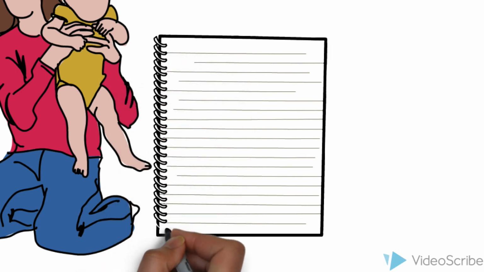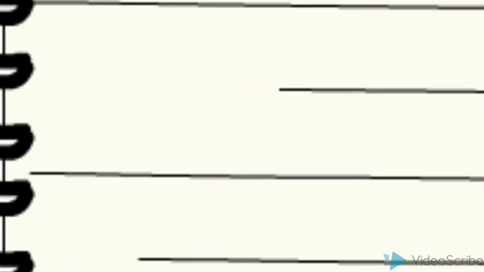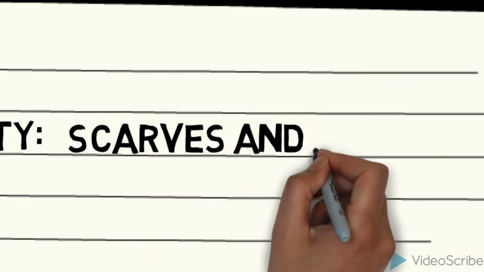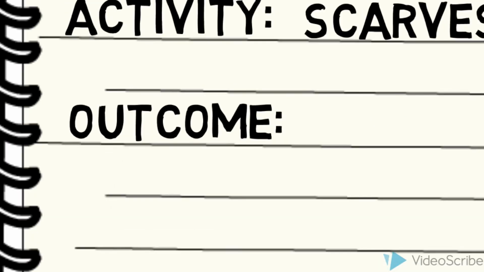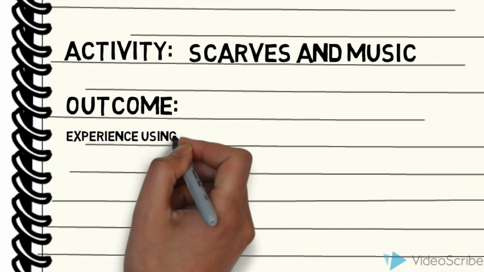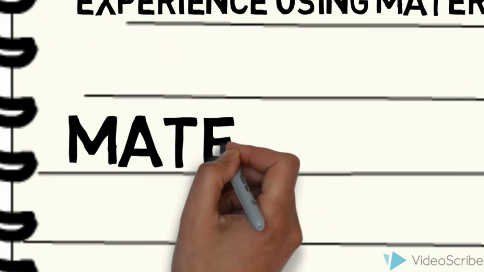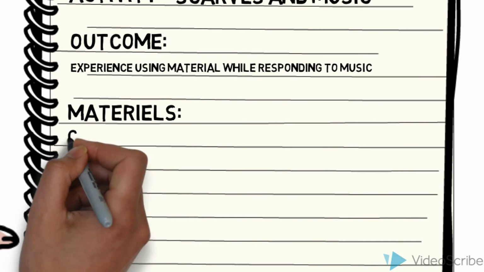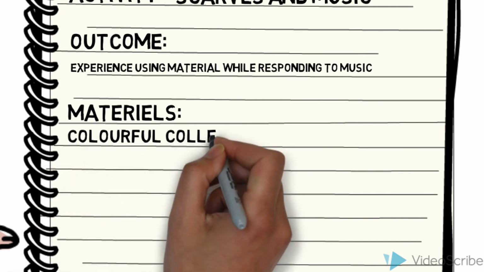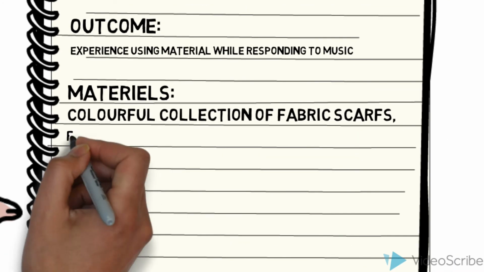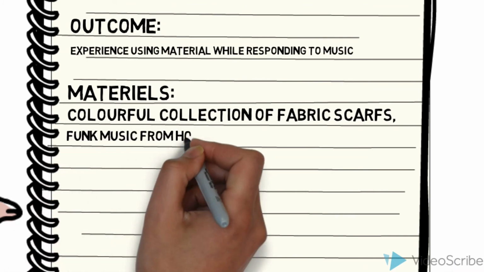Taking this information, I would plan an activity for Jenny that aims to interrelate her home experience and her childcare experience. This activity I have prepared is called Scarves and Music. The outcome would be to give Jenny experience using material while responding to music. Materials include a colourful collection of fabric scarves, funk music, similar to that played at home, and devices for Jenny to hold on to if she wishes. This experience appeals to Jenny's interests and will allow her to build on what she has experienced by doing it herself.